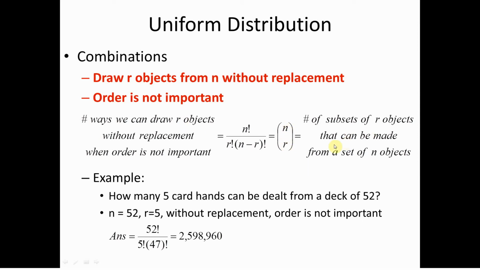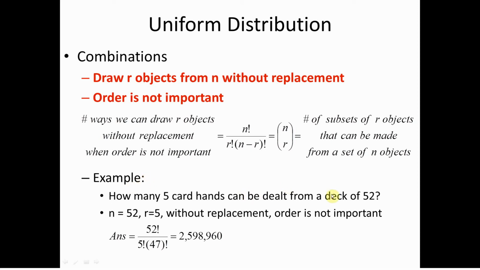Another way of interpreting this is very useful: we can also think of n choose r as the number of subsets of our objects that can be made from n objects, right? Because when we're choosing subsets, the order doesn't matter. And so both of these interpretations are very useful. Let me show you why this is very handy.